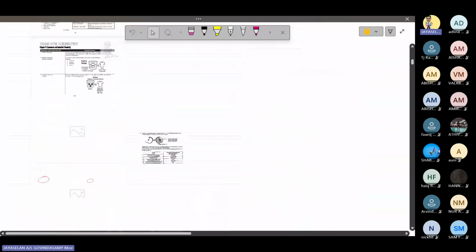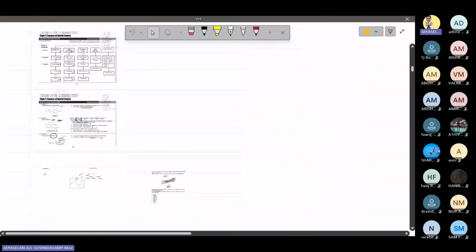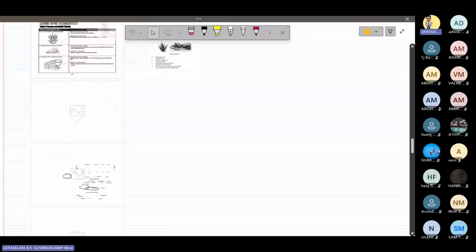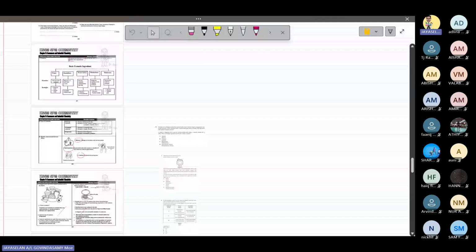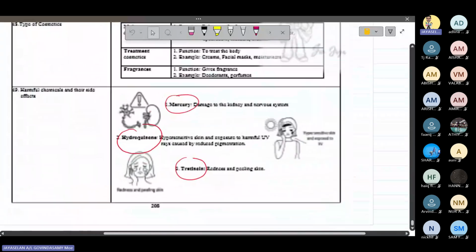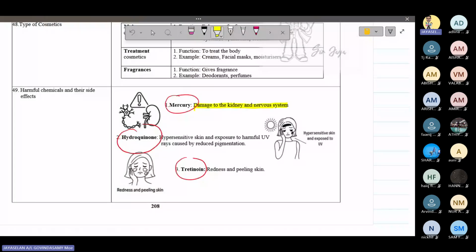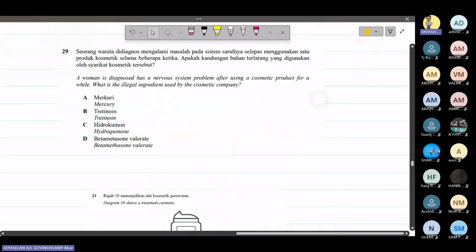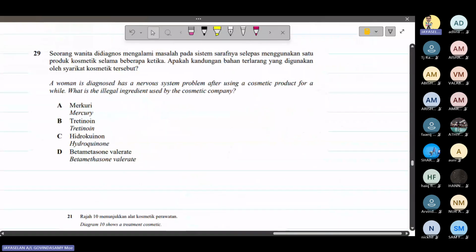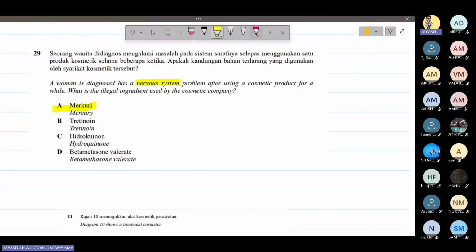Now we just check the question. Wait. In the module, all the answers are in the module, you know. Just go through this. Page 208. Mercury, damage of what? Damage of kidney and nervous system, or nerve. Just remember nerve. Hydroquinone, hypersensitive. Peeling of skin, tretinoin. Must memorize. You see the objective question, number 1. A woman diagnosed with nervous system problem, straight away choose mercury.